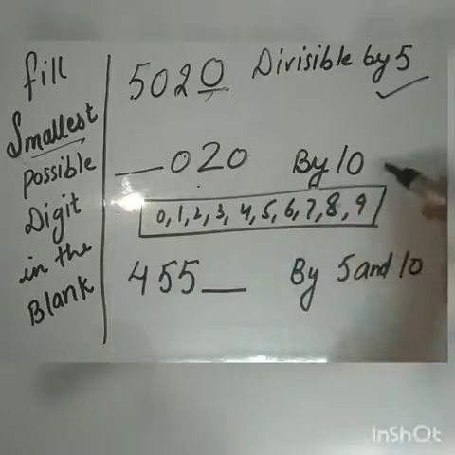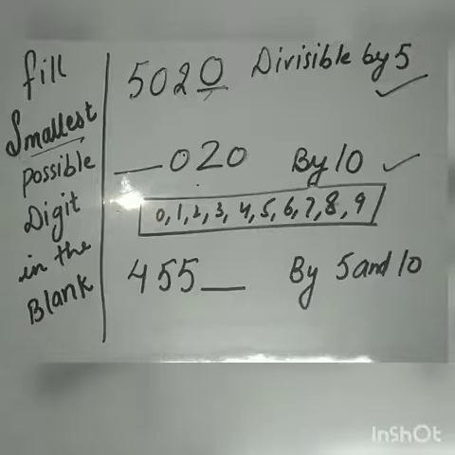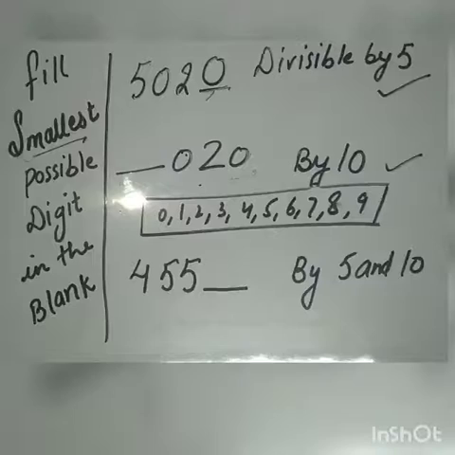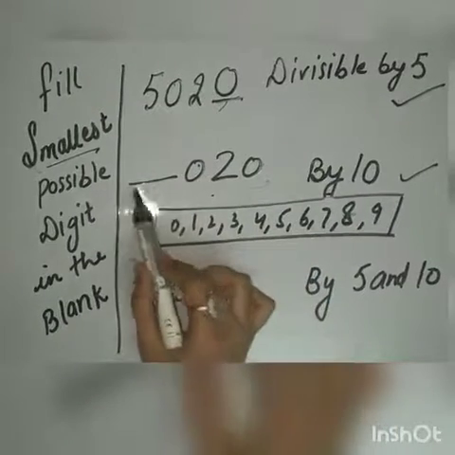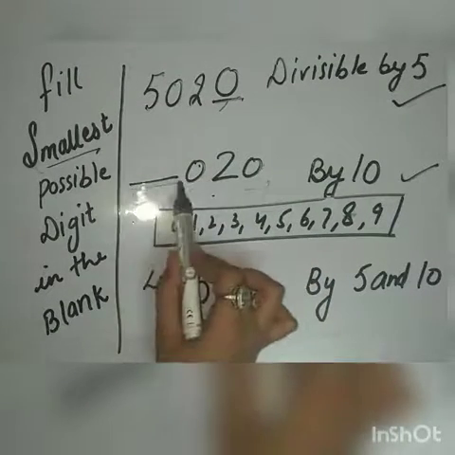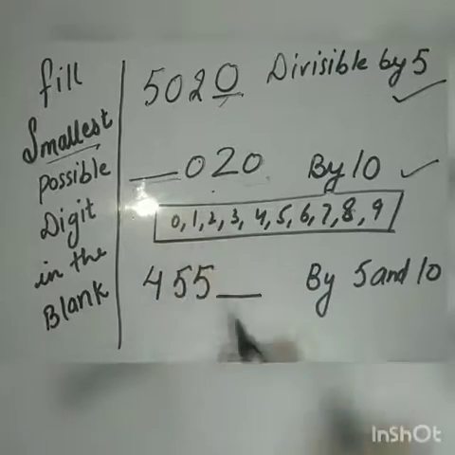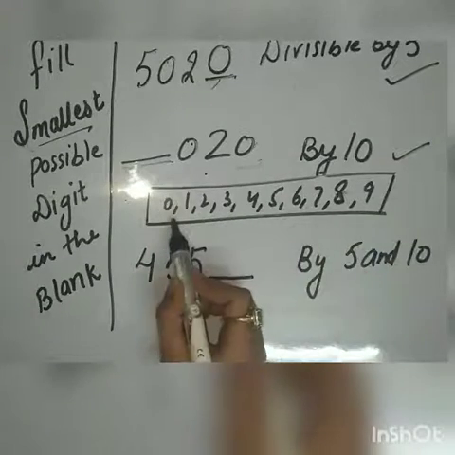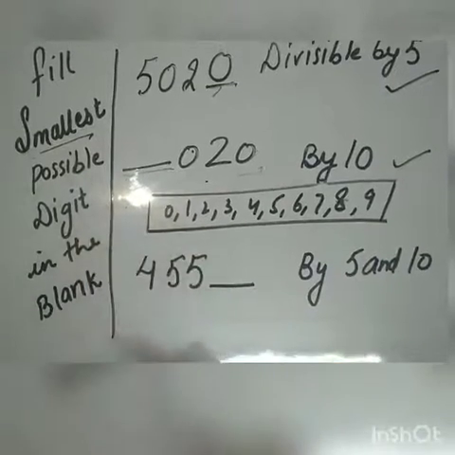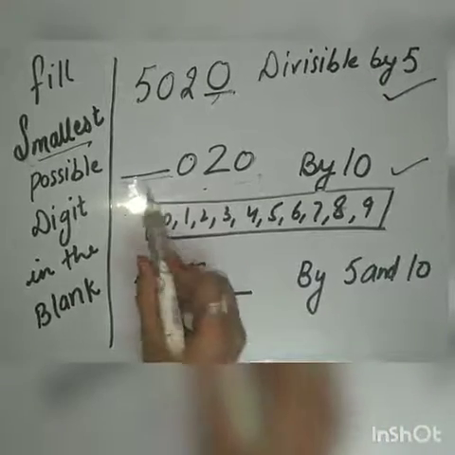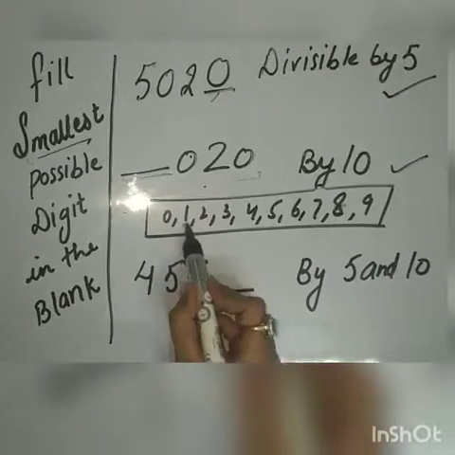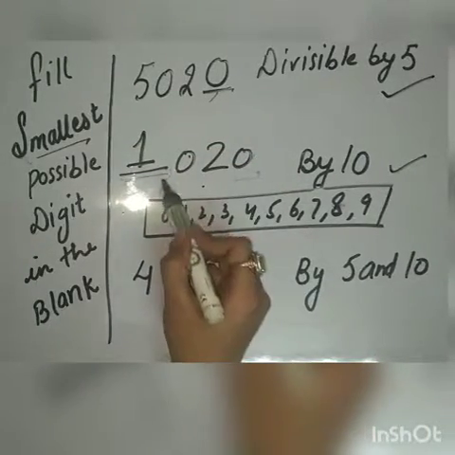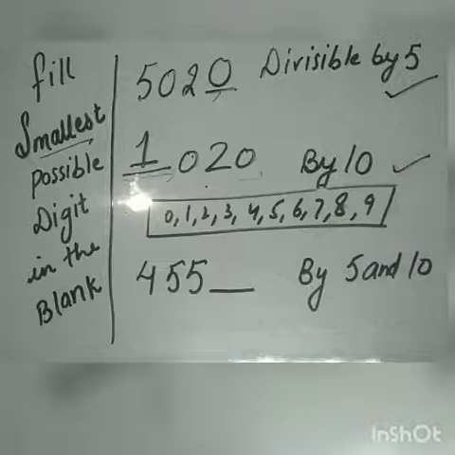Fill the blank so that this number is divisible by 10. The condition of 10 is at the ones place there should be 0. So what should be filled at the thousand place so that this number is completely divisible by 10? We have to choose one number from these, but the smallest one. 0 cannot be filled at the thousand place, so the next digit is 1. So at the thousand place we will fill 1. 1020 is completely divisible by 10.